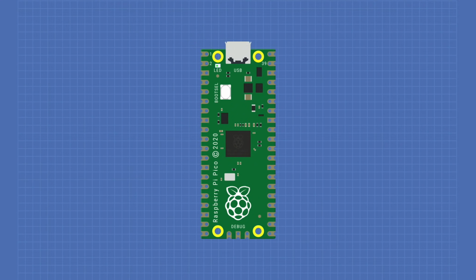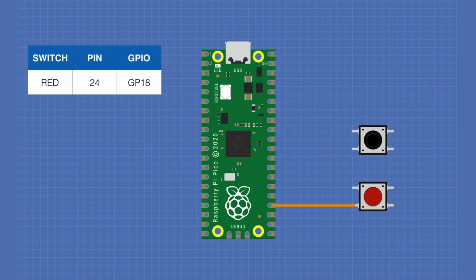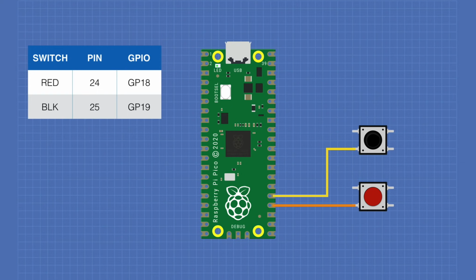To construct our keyboard emulator, we will of course need a Raspberry Pi Pico and a couple of push buttons. I'm showing a red one and a black one, but of course you can use any color you like. I'll be using the red button as my record button and the black button as my stop button. We'll start by wiring one side of the red push button switch to pin 24 of the Raspberry Pi Pico. That's GPIO pin 18. We'll wire one side of the black push button to pin 25 of the Pico, which is GPIO 19. Finally, we'll wire the 3.3-volt output on pin 36 of the Pico to the other side of both push-button switches. And this completes the wiring of our keyboard emulator.